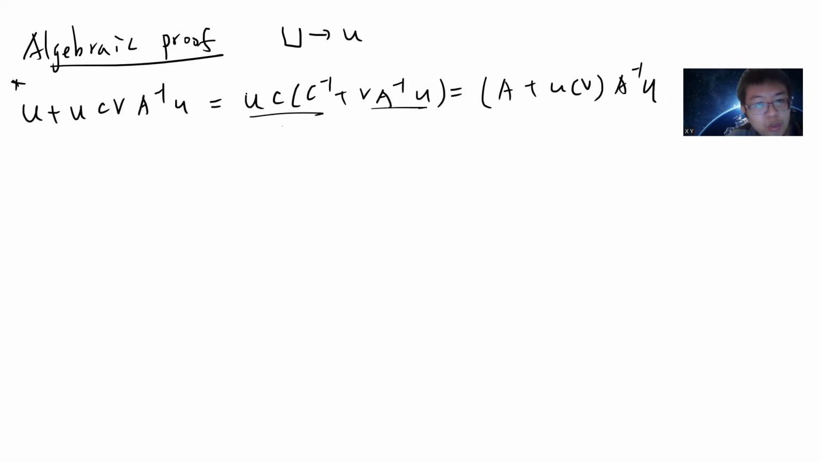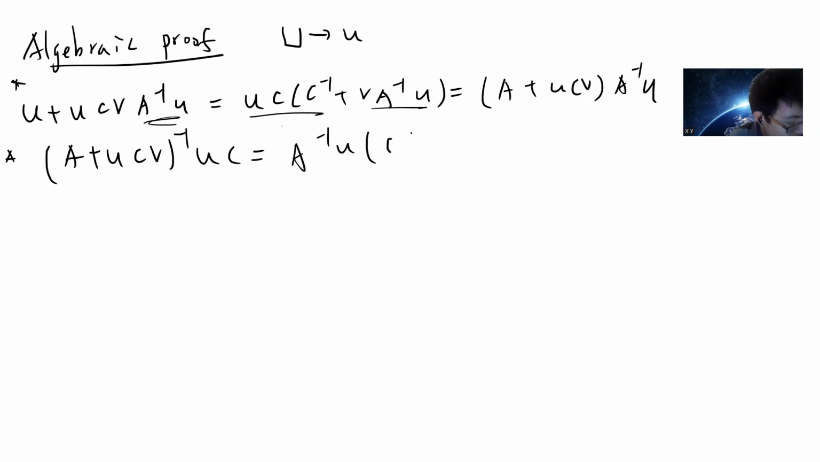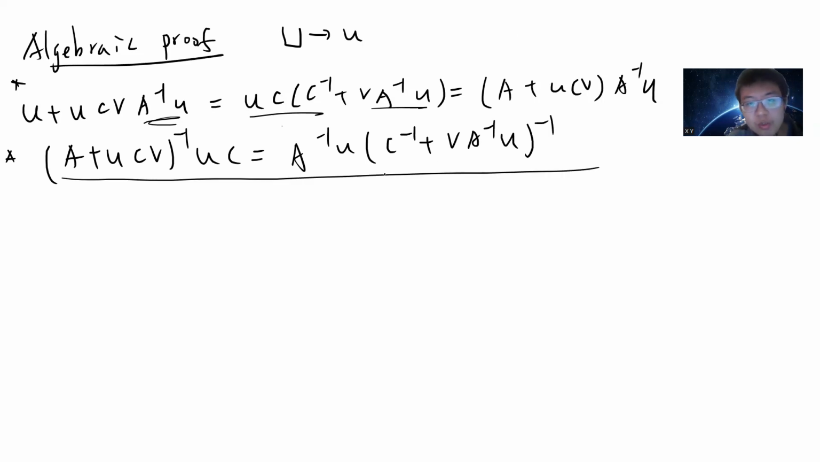You can check this is true, right? It's true. And then for this one I can just output the A inverse U, so I got this. The second one is that A plus U C V inverse U C equals A inverse U C times the C inverse plus V A inverse U inverse. And for this one, the proof is the same as what I did, just very simple cross validation.